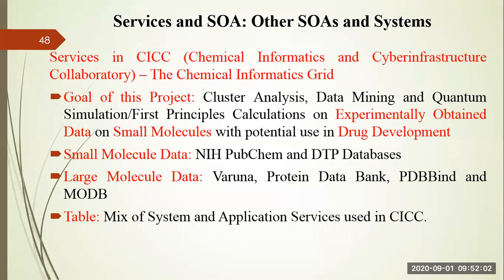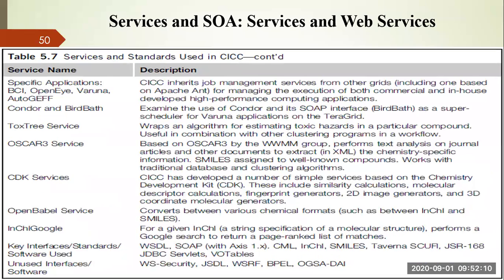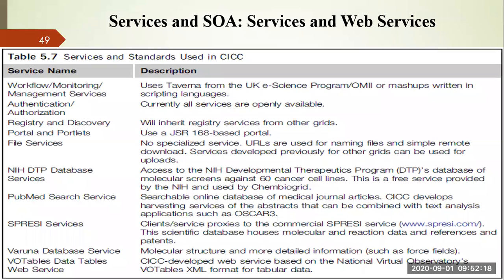You can also see the mix of system and application services used in the CICC in the next two slides. So if you see here, there are various services or standards used in the CICC. One standard you can see here is workflow monitoring. A workflow is nothing but a directed acyclic graph, and their architectures differ. Various workflows are there, like with respect to earthquakes, with respect to the biology domain, and with respect to environmental science. By looking into these workflows, you can generate your data and do the analysis.